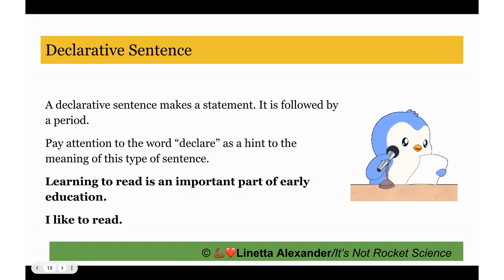In a declarative sentence, it makes a statement. It is followed by a period. You're just saying something. If you're just saying something, it's a declarative sentence. Pay attention to the word declare as a hint to the meaning of this type of sentence. For example, learning to read is an important part of early education. That's a statement, it's declarative. I like to read, declarative.